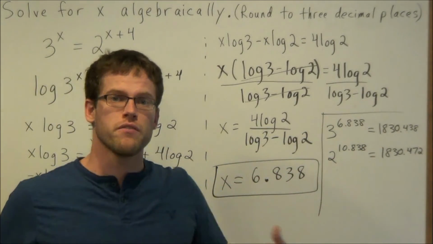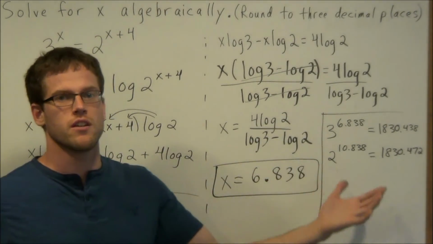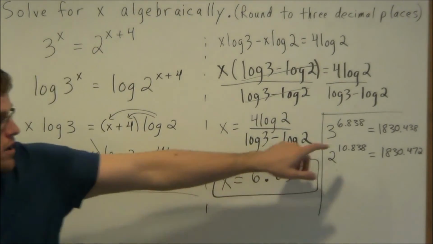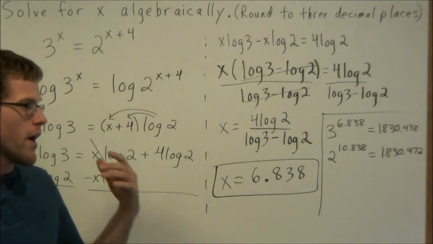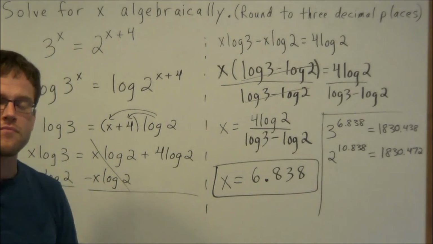Okay, these are very, very close to each other, so this is a strong indicator that what we just did is correct. But remember, if we wanted it to be more accurate, we would have to go out more decimal places and not cut it off after 3.